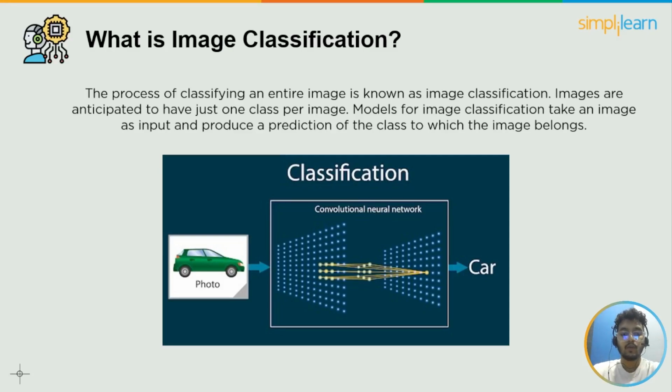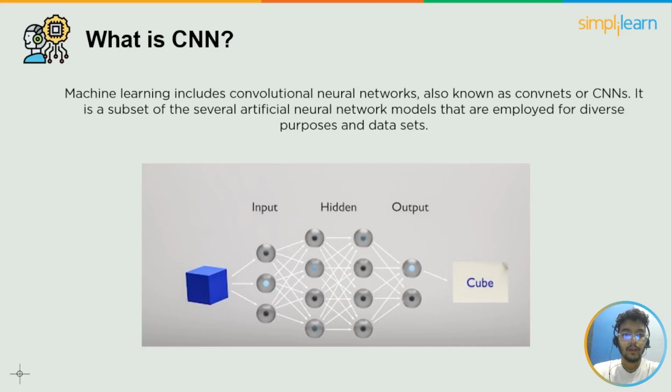So let's see what is CNN. Machine learning includes convolutional neural networks, also known as convnets or CNNs. It is a subset of the several artificial neural network models that are employed for diverse purposes and datasets. A CNN is a particular type of network design for deep learning algorithms that is utilized for tasks like image recognition and pixel data processing and so more.